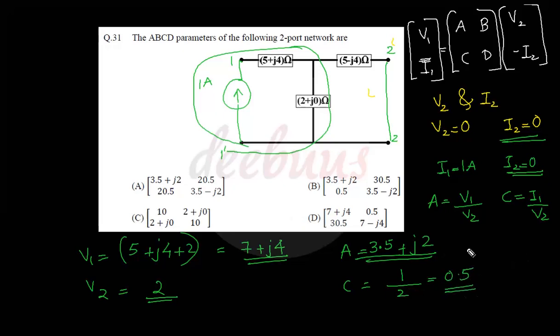Now checking options: 3.5 plus j2, 0.5. Only one option matches. So the answer is B. Similarly, we can try V2 equal to 0 and solve it. But GATE being a competitive exam, this may be a much better approach.